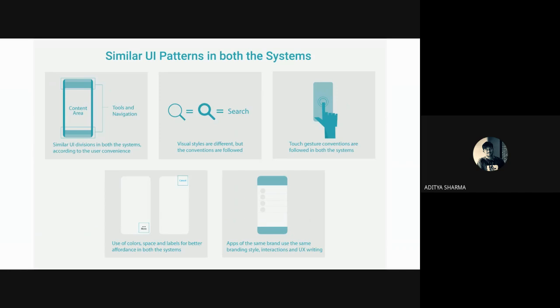Okay. And which elements are similar UI patterns? Tools and navigation are the same for both iOS and Android, just the grid specification is a little different. Search is the same, gestures and all are the same. Use of colors and branding is exactly the same. If you're creating an application for a company, you're definitely going to follow their brand guidelines and color system. The usage of color and branding, interaction, and the language they write in the application is similar in both systems.